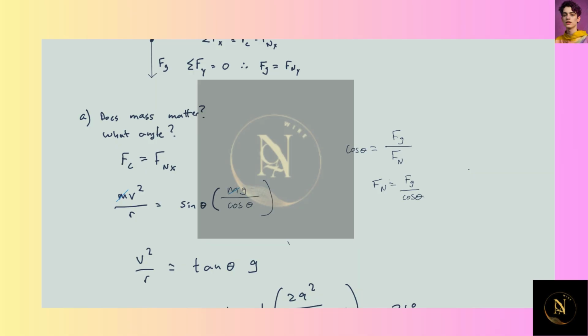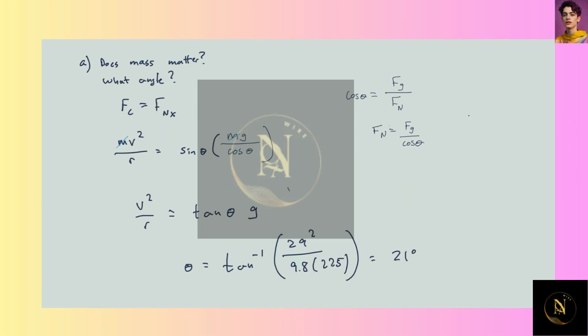And if we remember our trig identity, sine divided by cosine is tangent. So I made that substitution as well. So it's down to v squared divided by r equals tangent theta times gravity. So we know everything except the angle now. And so we can solve for that.